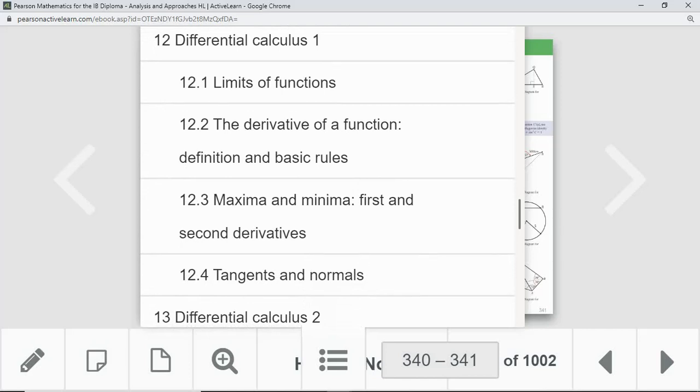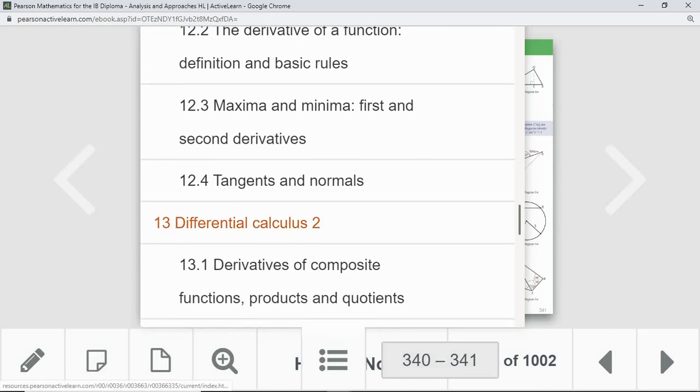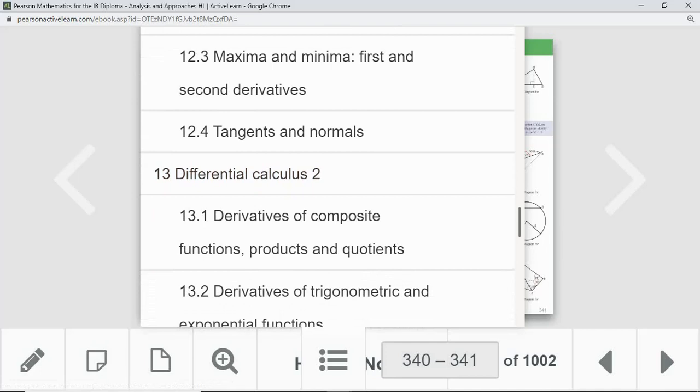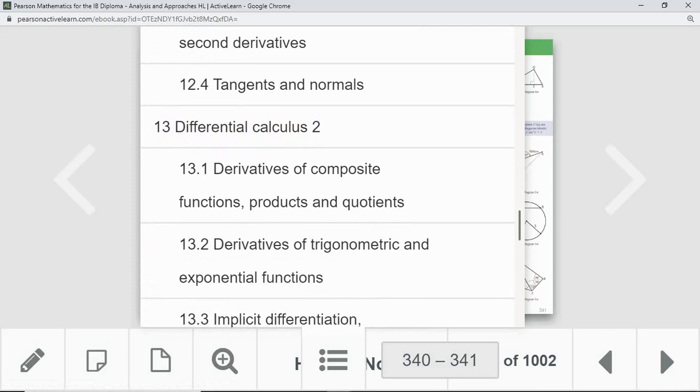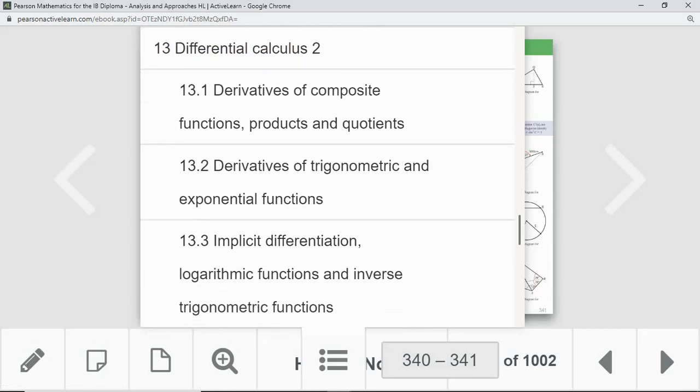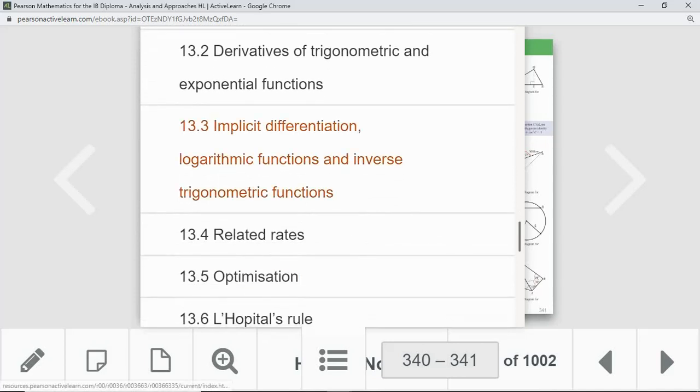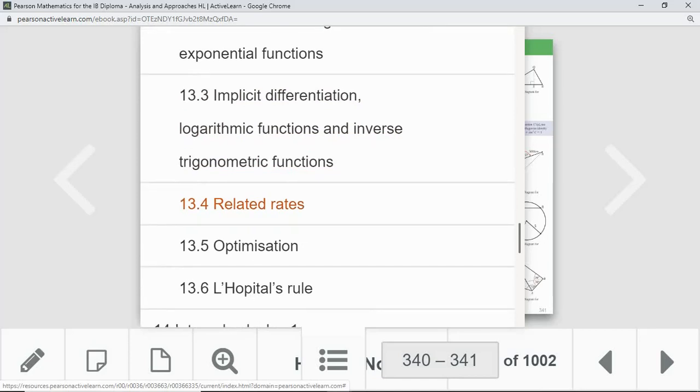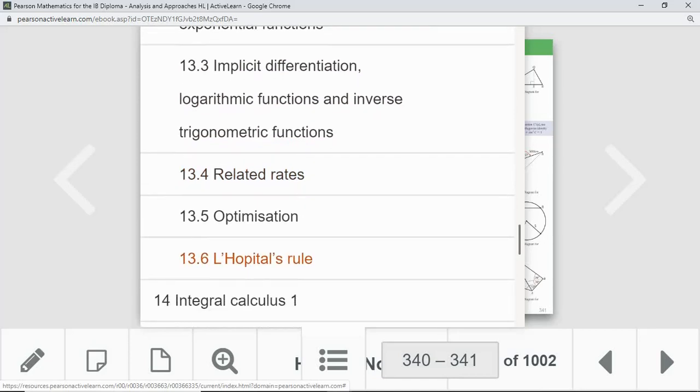derivatives, maxima and minima, tangents and normals. Then we would do differential calculus 2: derivatives of composite functions, products and quotients, derivatives of trigonometric and exponential functions, implicit differentiation, logarithmic functions and inverse trigonometric functions, related rates, optimization, and L'Hopital's rule. So that's what I hope to cover in these weeks that we have till the end of this course.